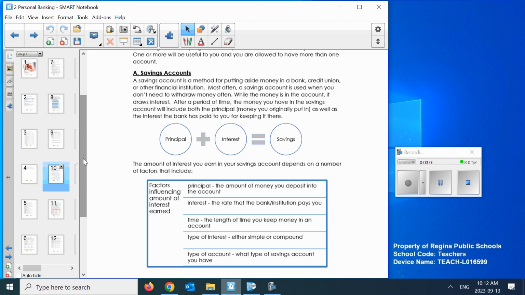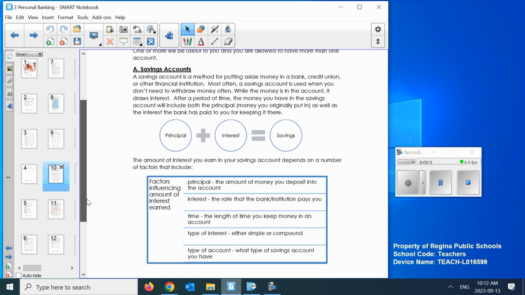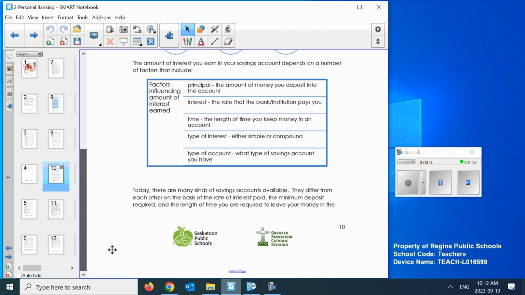Okay. Factors influencing the amount of interest earned. The principal, the big time money that you put in. The interest, like I said, 2% or 5% paid to you, well, the higher it is, the better. The time, if you keep it in for 5 years, you're going to earn more interest. The type of interest, is it simple interest or compound? Banks tend to do something called compound interest. And that's a good thing. That's what we'll just call it. The type of savings account. Many different types of savings accounts. Let's just zip ahead to the next page.